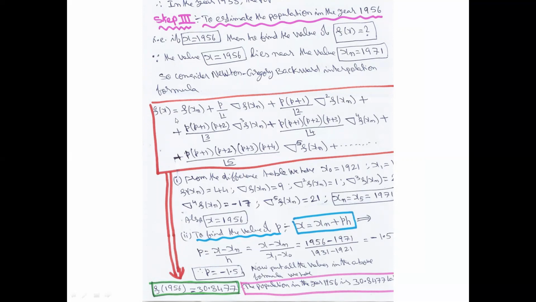So the Newton-Gregory backward interpolation formula is what? f(x) equals f(xn) plus p by factorial 1 del f(xn) plus p(p plus 1) by factorial 2 del square f(xn), and so on. From the table, we can note down the values of f(xn), del f(xn), del square f(xn), del cube f(xn), del to the power of 4 f(xn).